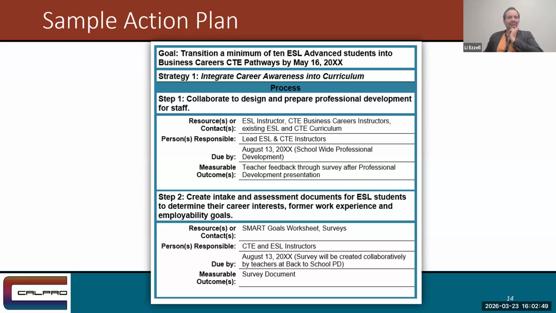You said this was by May of next year, so it gives a full year to identify and help prepare the students to be ready for the following school year. Yeah, it looks like that's exactly what they're thinking. They're saying they're going to do these things in August, and then by next May, they're hoping they have 10 ESL students that they can transfer.